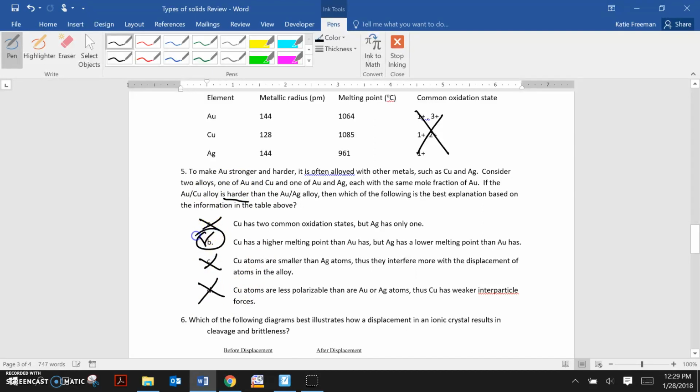So our best answer here is really this B, the fact that the melting point here is what's making it harder, because copper has a higher melting point. Okay?